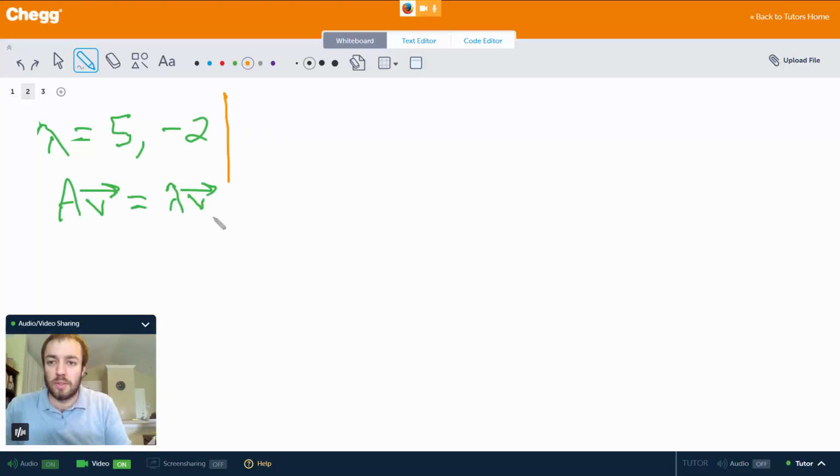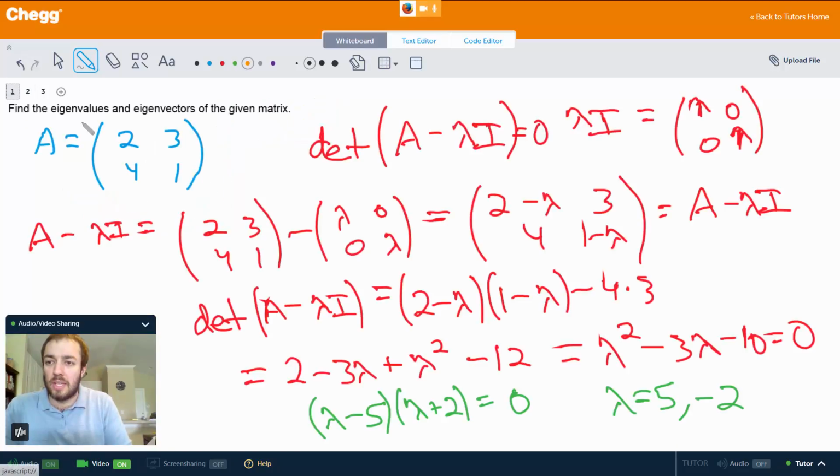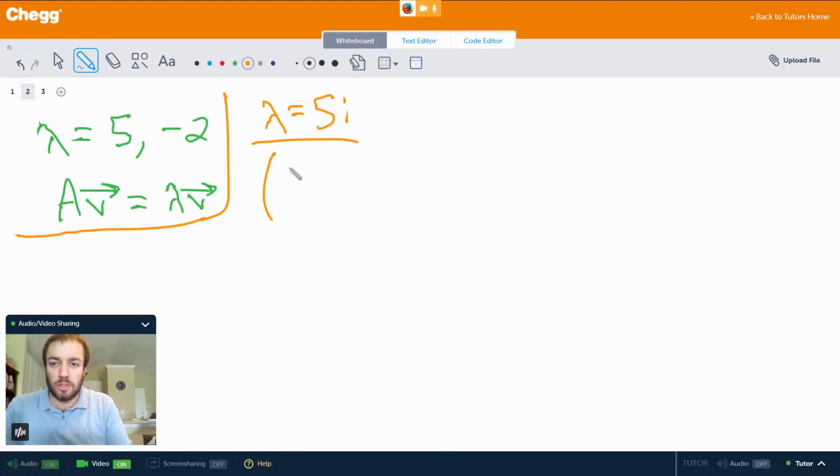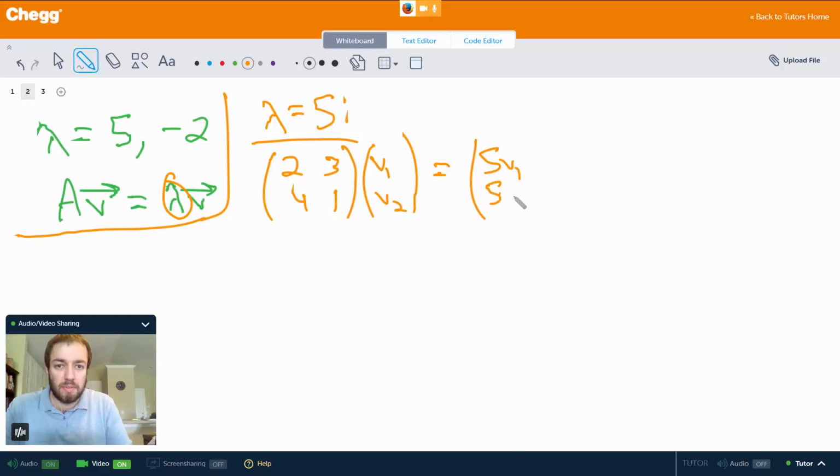For lambda equals 5, remember A is 2, 3, 4, 1. So we have the matrix 2, 3, 4, 1 times the vector v1, v2 equals 5 times v, since here lambda is 5. That means 5v1 and 5v2.